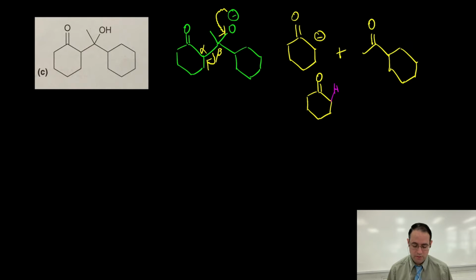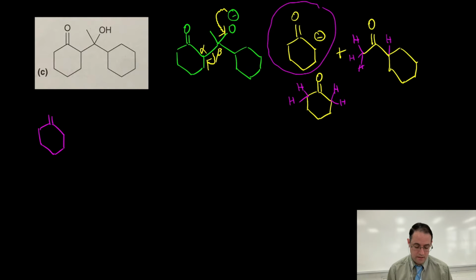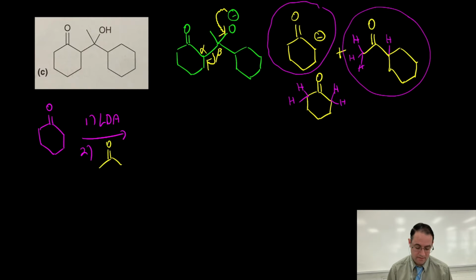Now, there's a situation here because both of these ketones have alpha hydrogens. I'll draw them in here so you can see that there's going to be a bunch of different molecules that could be formed from this. We want this molecule to be the nucleophile, so we're going to start with the ketone called cyclohexanone, and we're going to treat this with LDA. Step two will be to react it with this ketone. So that one has to act as the electrophile. And don't forget, we need a water workup for this. And that's going to give us the target molecule.